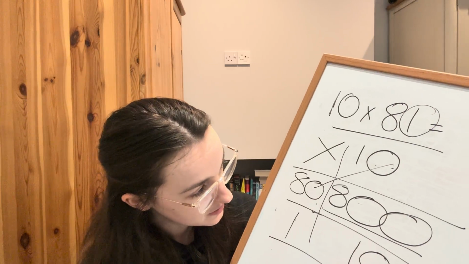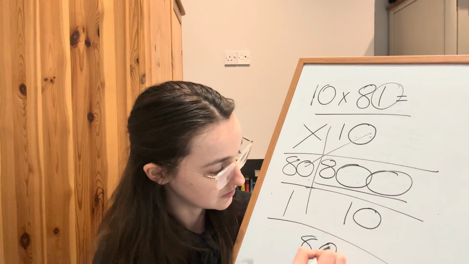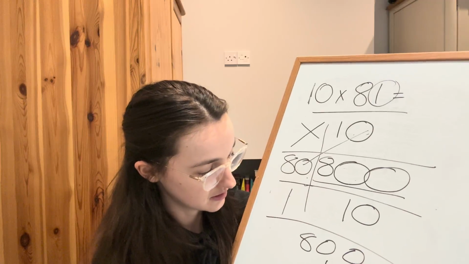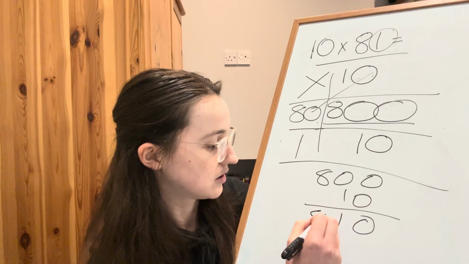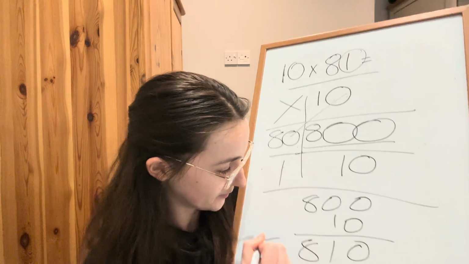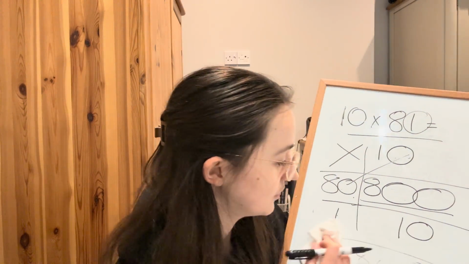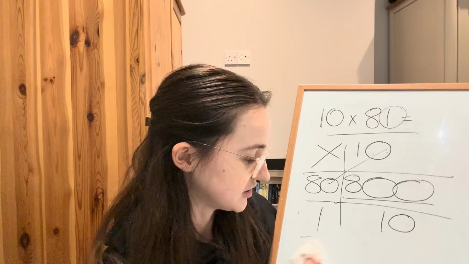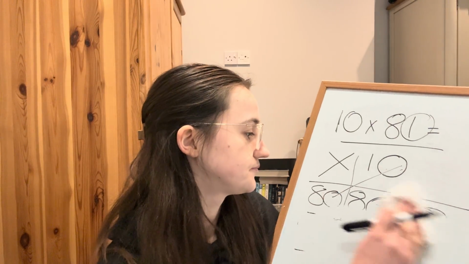So it should be 800 plus 10. So we're going to get 810. That's your answer, okay? Alright, what we got next? Percentages. Oh, this is fun.